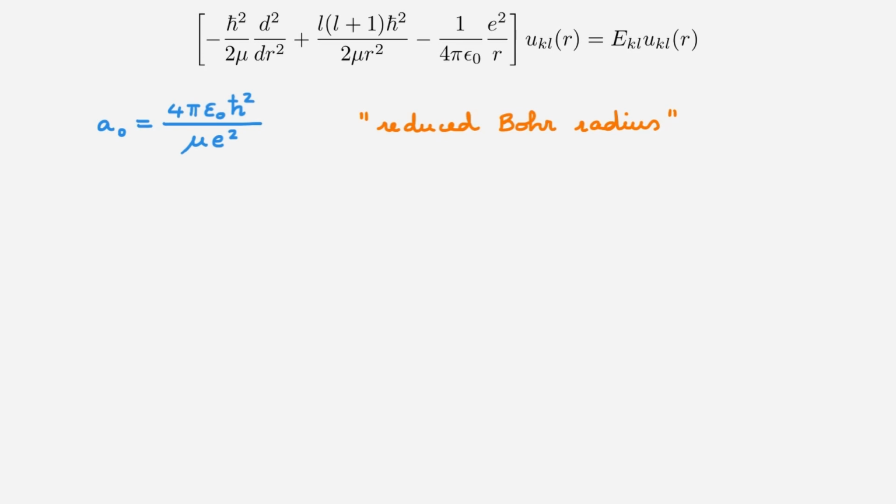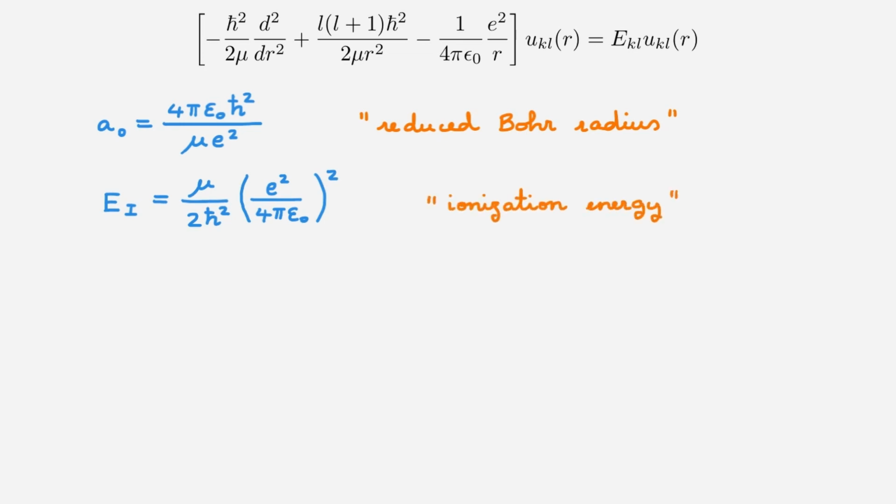Second, let's define another quantity E sub I as equal to mu over 2 h bar squared, multiplying e squared over 4 pi epsilon 0 all squared. E sub I is called the ionization energy, and you should check that it does indeed have units of energy. Again, today we will simply treat this as a useful definition, but E sub I also has an important physical meaning. It is the energy needed to unbind an electron in the ground state of a hydrogen atom.